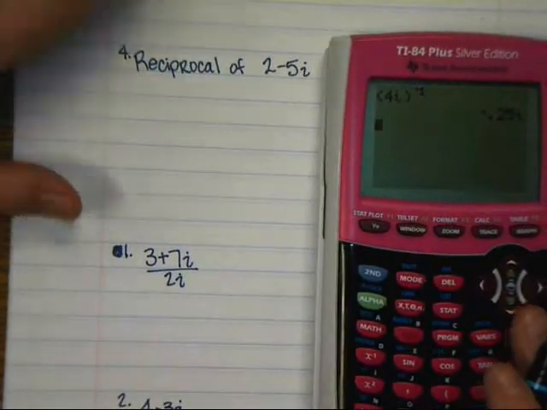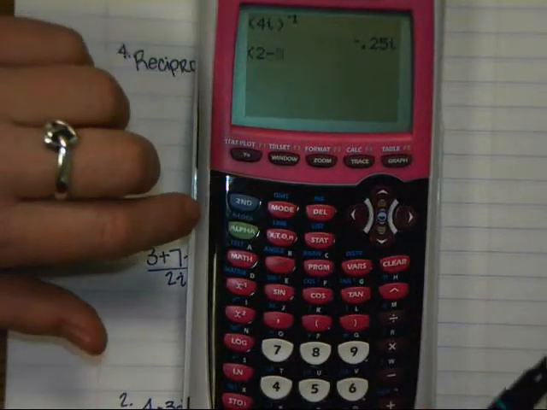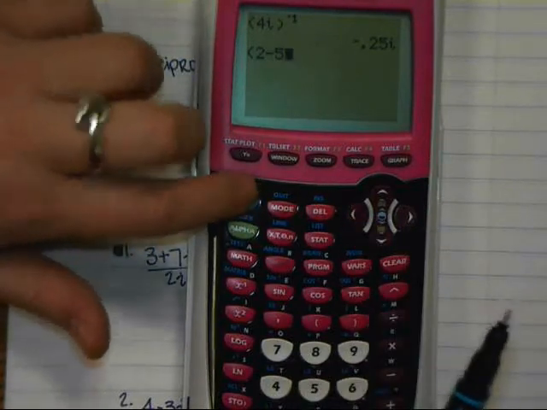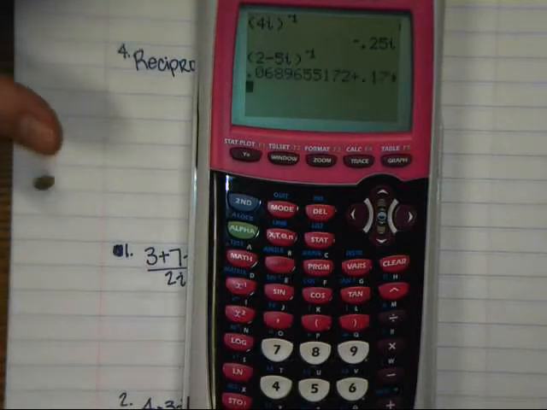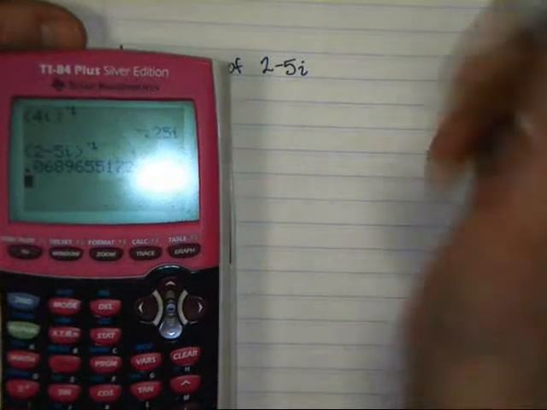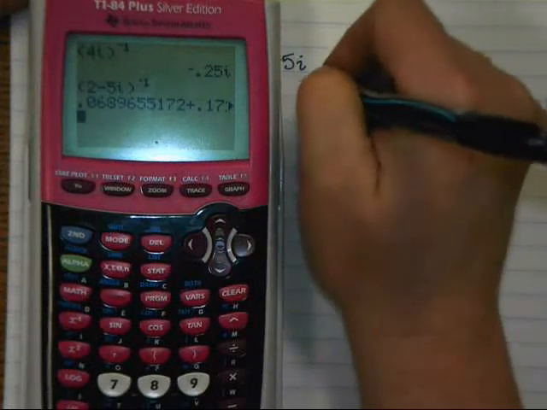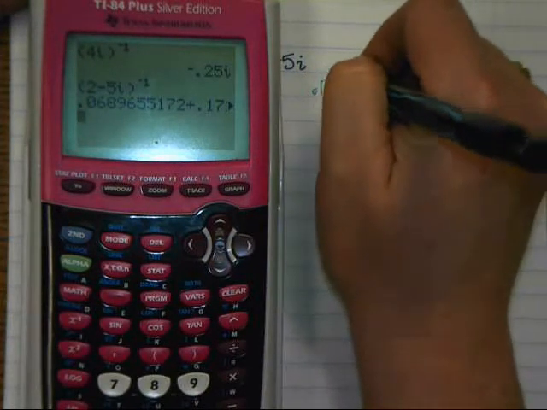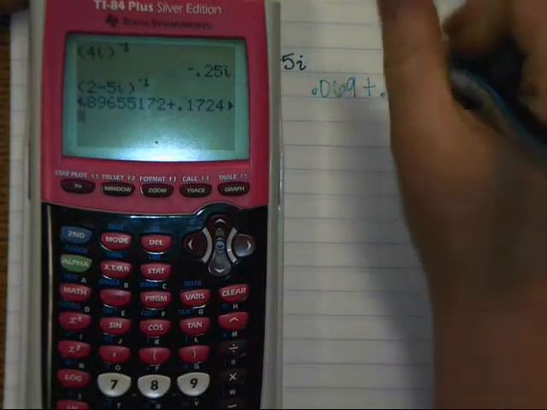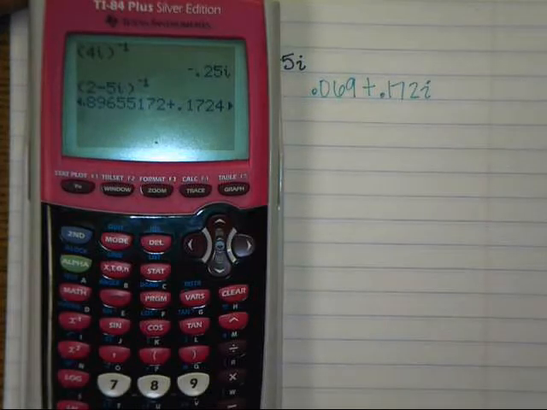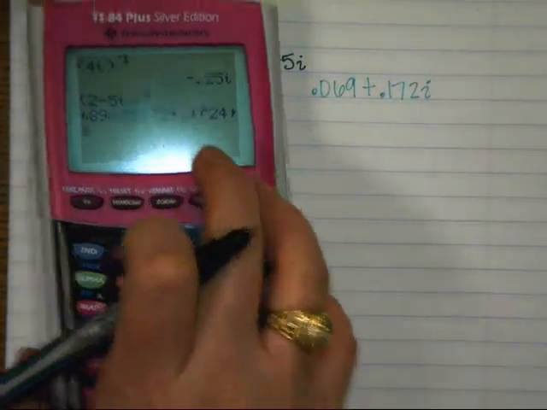On the next one, the reciprocal of 2 minus 5i, we're going to put 2 minus 5, second i into the calculator, and then to the negative 1 power, and hit enter. And so your answer is, if you look at your calculator, get it out of the glare, I'm sorry, 0.069 plus 0.172i. So that's your answer there. So that's how you find the reciprocals of those numbers.